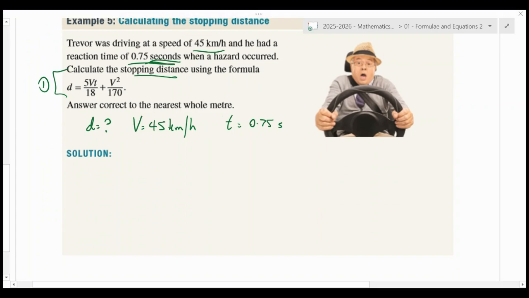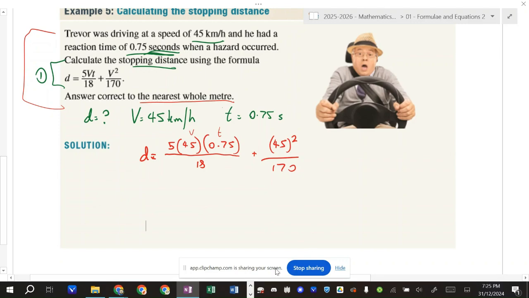We're going to substitute in. D equals 5 times V, which is 45, times T, which is 0.75. You'll notice I just keep putting them in brackets, and that separates them out so I can see that's my V and that's my T. And that's all over 18, plus 45, once again in brackets, squared, because it's V squared, over 170. So now we're going to calculate this.